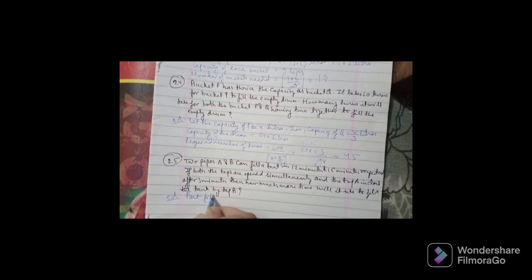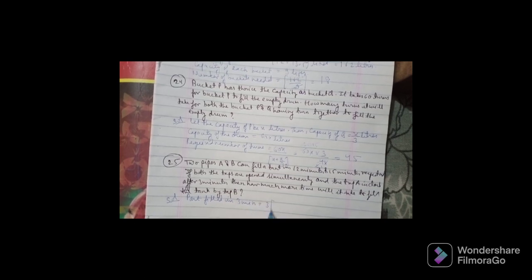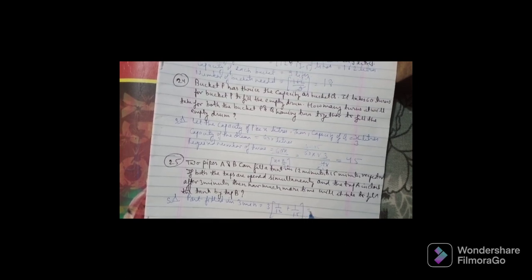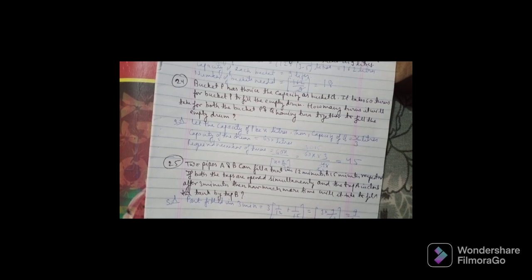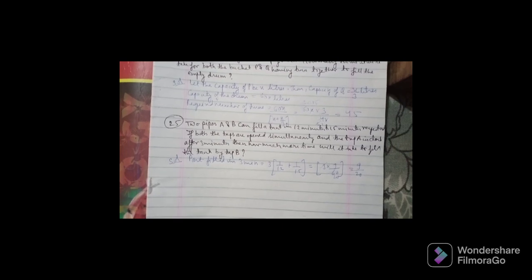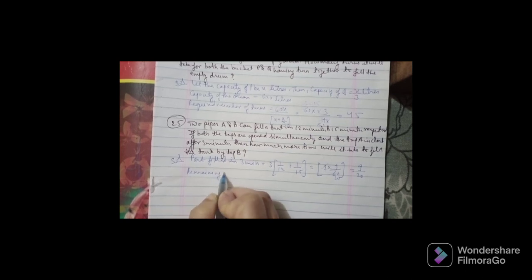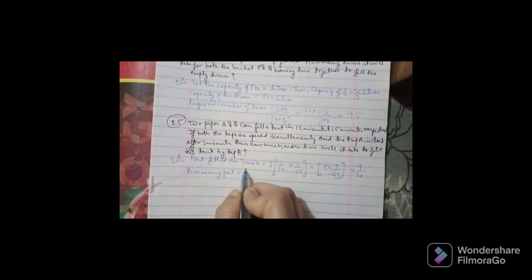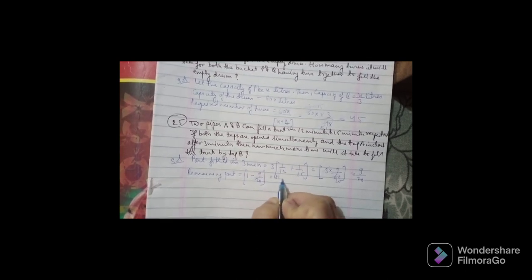Part filled in 3 minutes equals 3 times (1 by 12 plus 1 by 15), which equals 3 into 9 by 60, and that is 9 by 20, because 3 ones are 3 and 3 20s are 60. Remaining part equals 1 minus 9 by 20 equals 11 by 20.